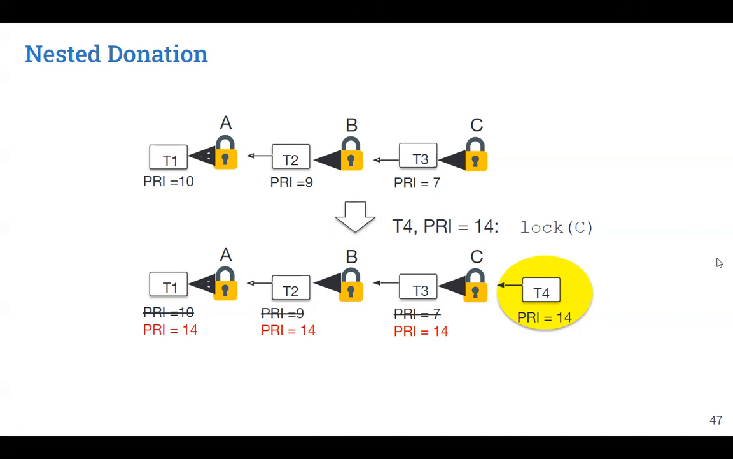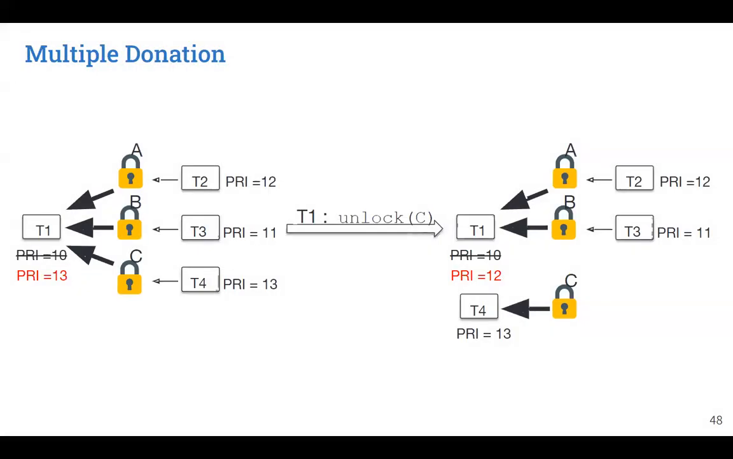Because if we don't do that, the low priority threads will actually make this high priority thread run very late. So we want to do nested donation. And there's the case of multiple donation. So if we have multiple locks, one thread holding multiple locks and different threads waiting for each of the locks, it should of course get the priority of the highest thread.